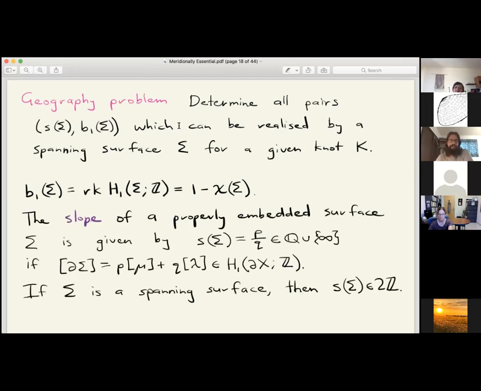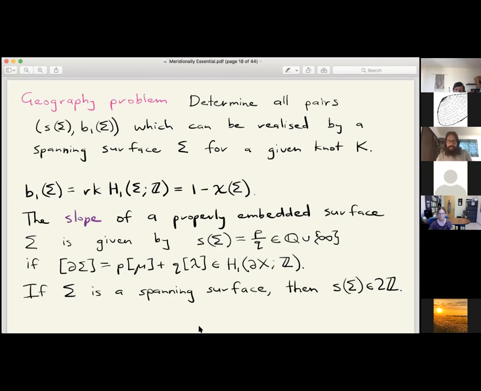And then the slope, this other invariant we're looking at, for any properly embedded surface, it's either a rational number or it's infinity. And it comes from looking at the class of the boundary of that surface, the first homology class in the first homology of the boundary torus. Okay, so that has a basis given by this canonical meridian mu, canonical longitude lambda, and then these integral coefficients P and Q. They describe the slope.